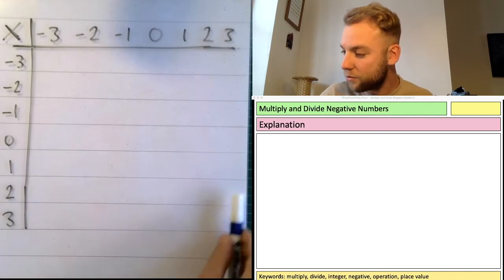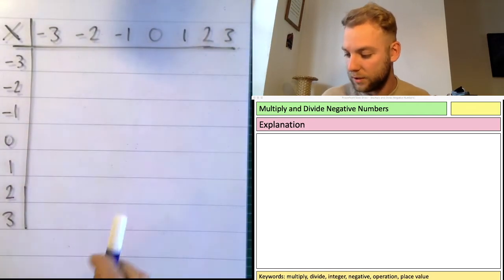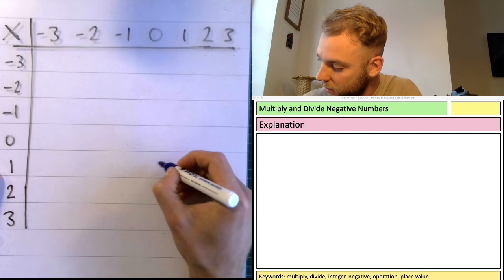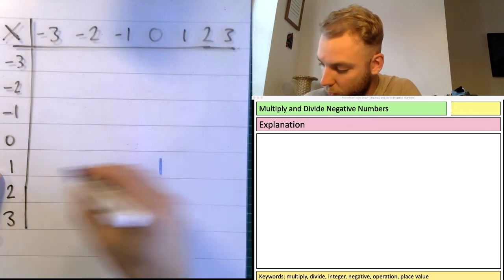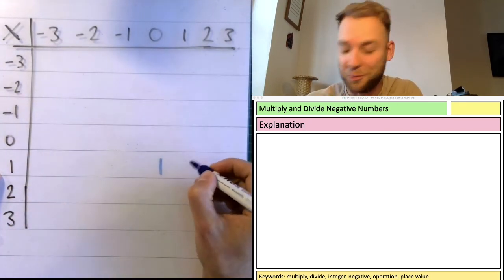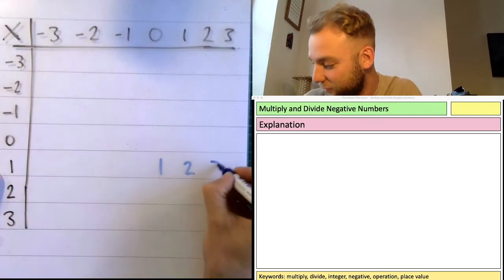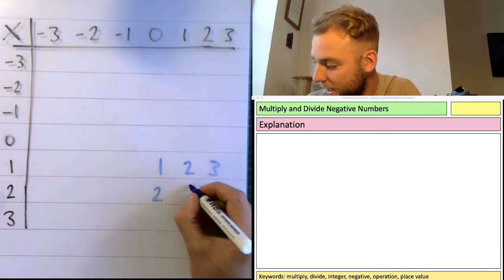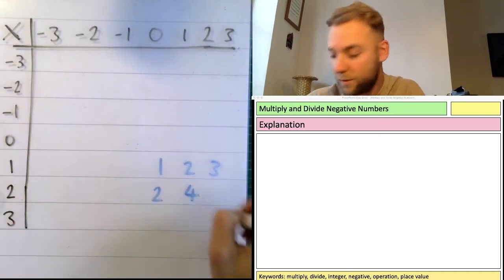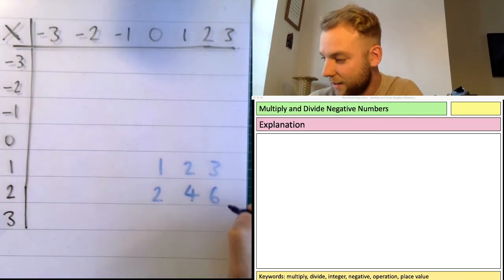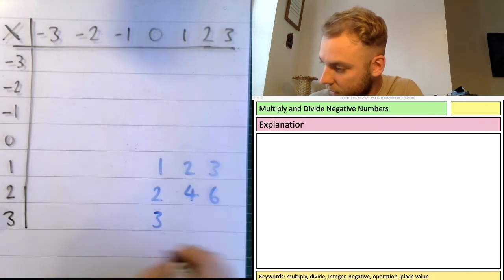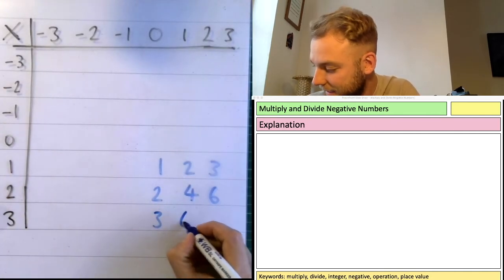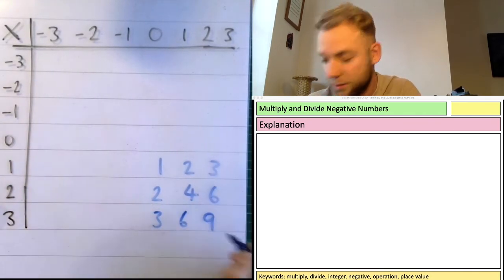Let's deal with multiplying the numbers that we already know. We already know how to multiply positive numbers by positive numbers. So 1 times 1 I know is 1. 1 times 2 is 2. 1 times 3 is 3. 2 times 1 is 2. 2 times 2 is 4. 2 times 3 is 6. And then 3 times 1 is 3. 3 times 2 is 6. And 3 times 3 is 9. So we've dealt with all of those.